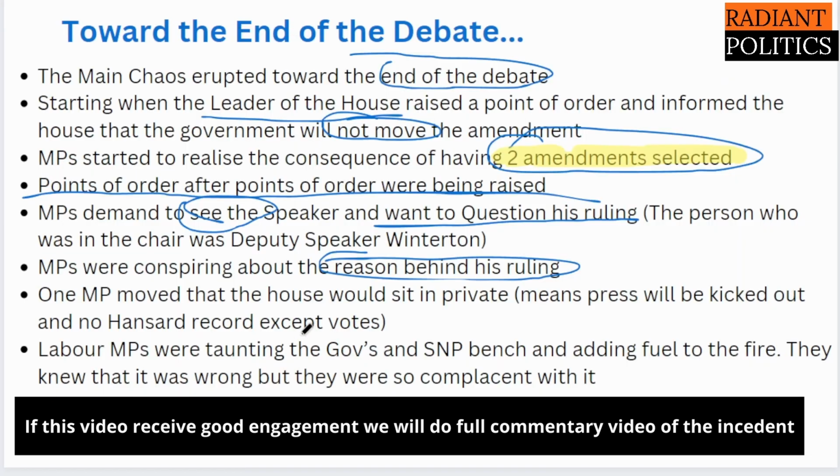One MP moved that the House would sit in private, which means the press will be kicked out and there will be no Hansard record except votes. Labour MPs were taunting the Government and SNP benches and adding fuel to the fire. They knew that it was wrong, but they were so complacent with it.